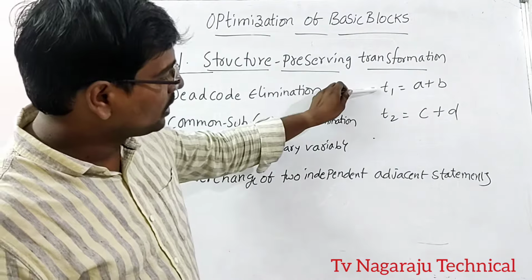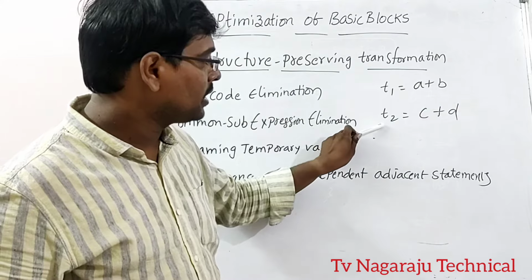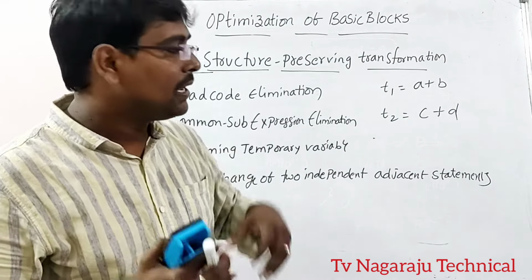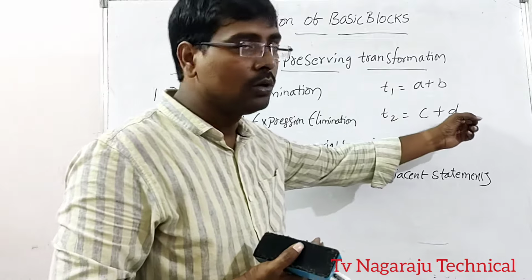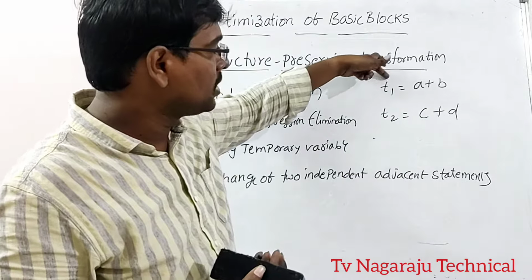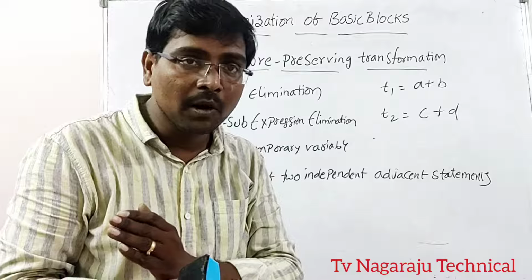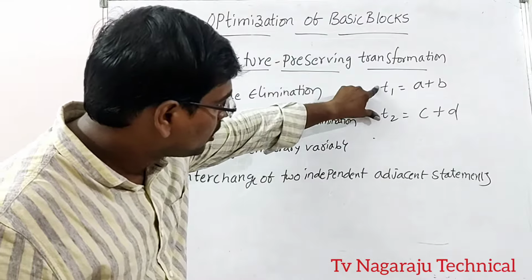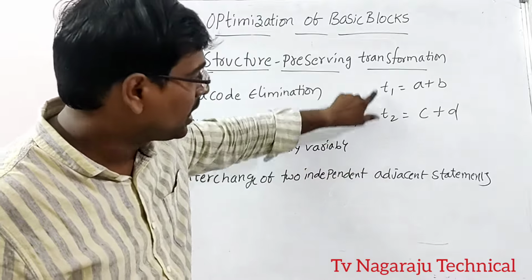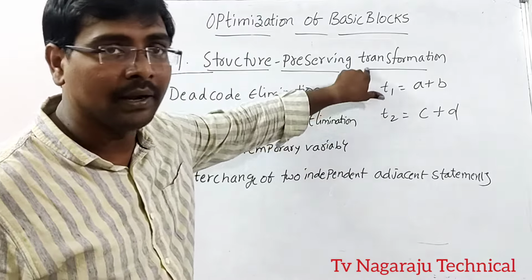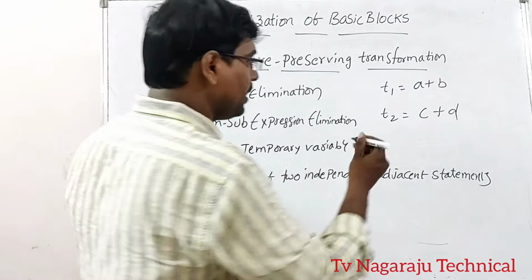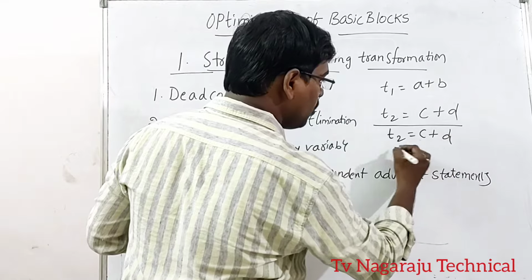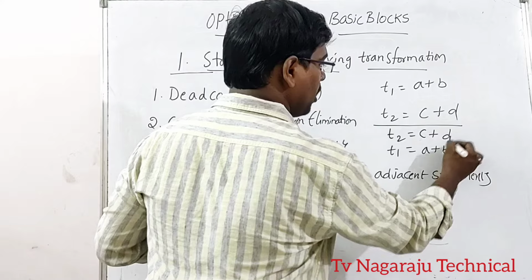First we are executing T1 is equal to A plus B. Next we are executing T2 is equal to C plus D. For example, if first I execute T2 is equal to C plus D and next I execute T1 is equal to A plus B, any problem? No. So interchange. These are two adjacent statements and these two are independent. If these two are independent, whatever order you use, it is not a problem.